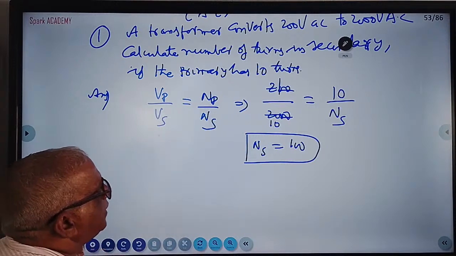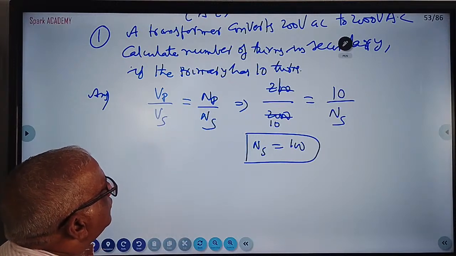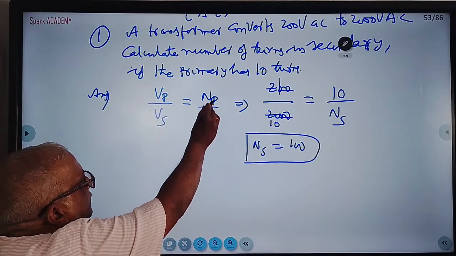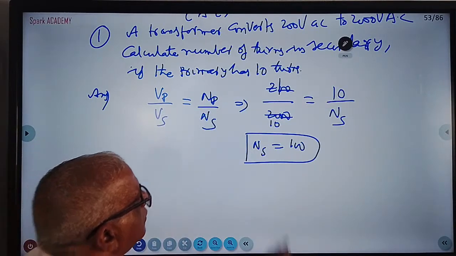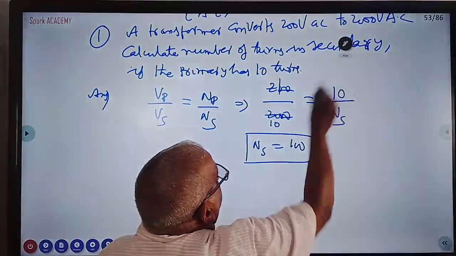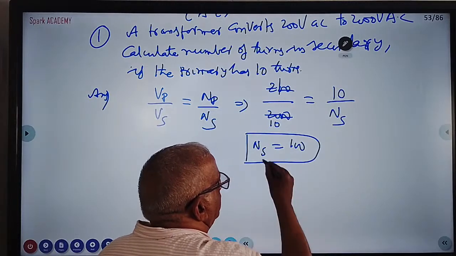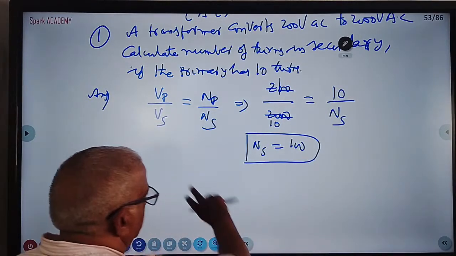VP by VS is equal to NP by NS. Primary voltage by secondary voltage is equal to the number of turns in primary by the number of turns in secondary. Primary voltage 200, secondary output voltage 2000, 10 by NS. So you have to increase the number of turns in the secondary.